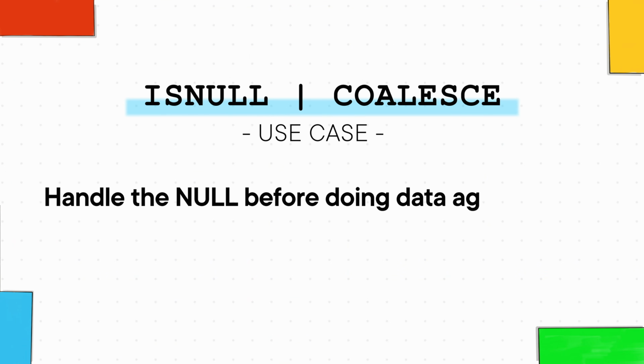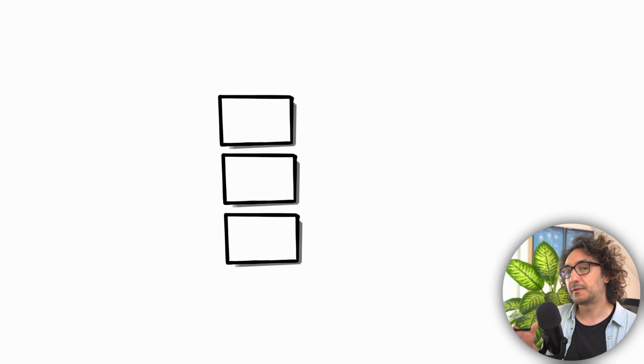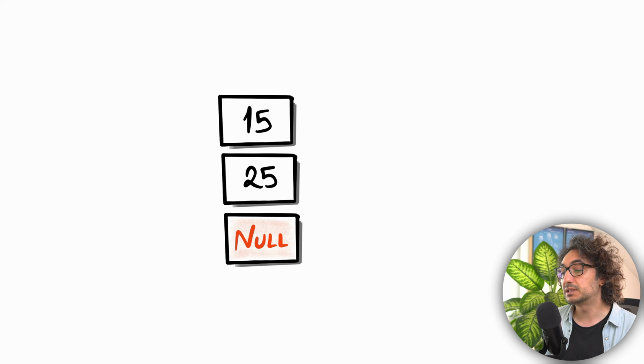Now, the use cases of the COALESCE and the ISNULL are very similar, and we mainly use them to handle the null before doing any SQL task. For example, we can use them to handle the null before doing data aggregations. So let's understand what this means. Imagine that we have three sales. We have 15, 25, and a null.